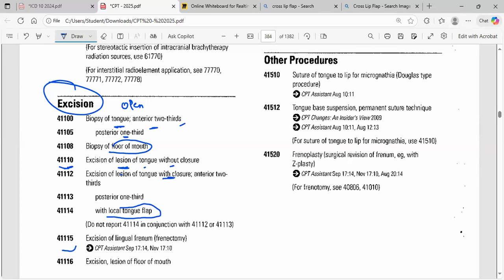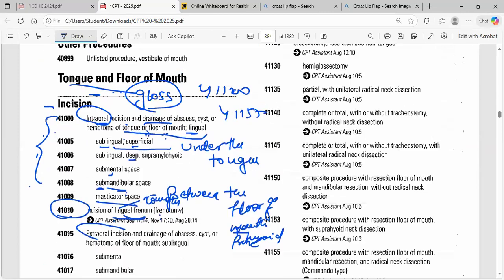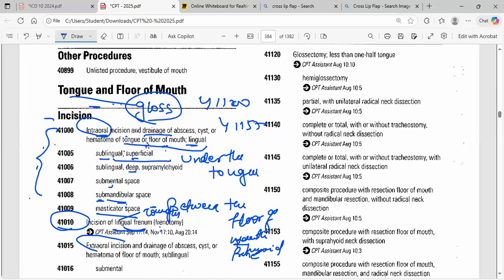Then we have excision of lingual frenum. This one is tongue frenum. Earlier we had a code for the normal frenectomy. This one is for the tongue frenum. Excision of lesion is a very simple one. So now let's move to the glossectomy. Glossectomy means surgical removal of all or part of the tongue. So if there's a removal of a part of the tongue, we are going to call it a glossectomy. Glossectomy means removal of tongue.